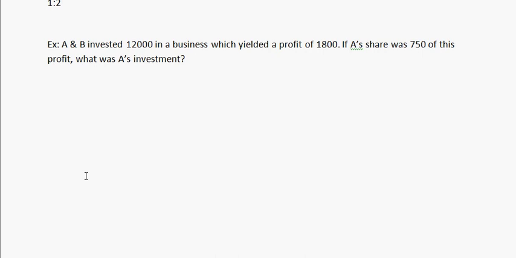Taking third example, if A and B invested 12,000 in the business to yield 1,800 as profit. If A's share is 750, what is A's investment, right? So A's share is 750 and total profit is 1,800, right? So what is his share as a percentage of total profit? It is this, or as a fraction of total profit, it is this, right? Which means 75/180, right? We can further simplify it.